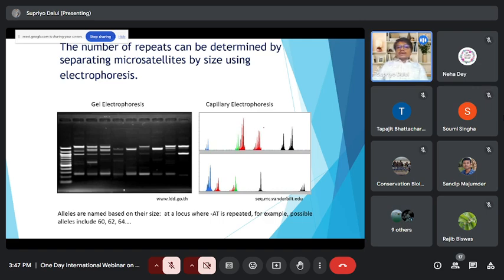So basically when we use STR markers, we try to find out the allelic frequency of a particular gene, so that we can use it for further analysis of the genetic variation of the species.